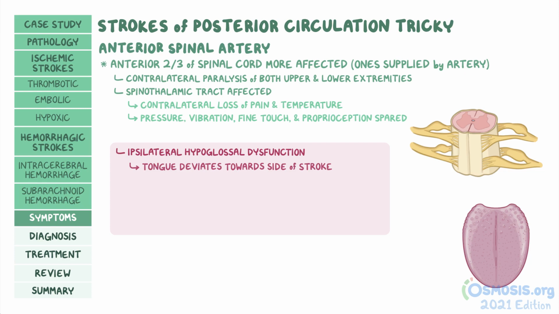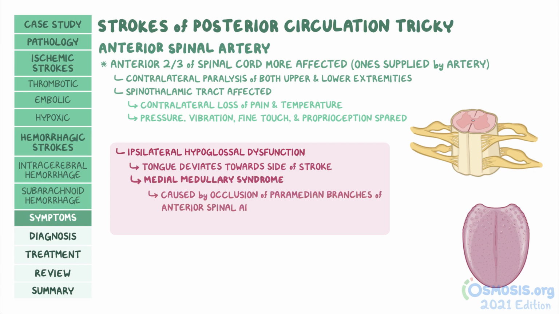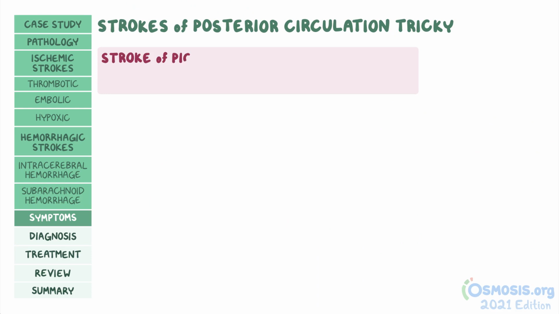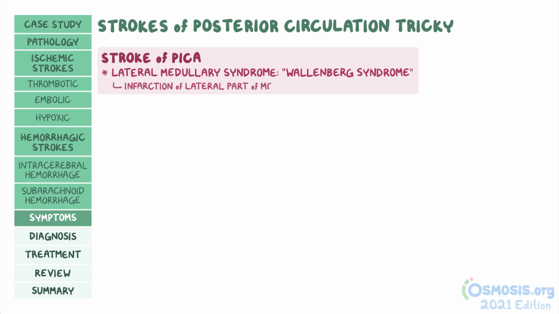This condition is referred to as medial medullary syndrome, and it's caused by an occlusion of the paramedian branches of the anterior spinal artery, or the vertebral arteries, which results in infarction of the medial part of the medulla. Now, individuals with a stroke of the PICA develop lateral medullary syndrome, also known as Wallenberg syndrome, in which there's an infarction of the lateral part of the medulla.